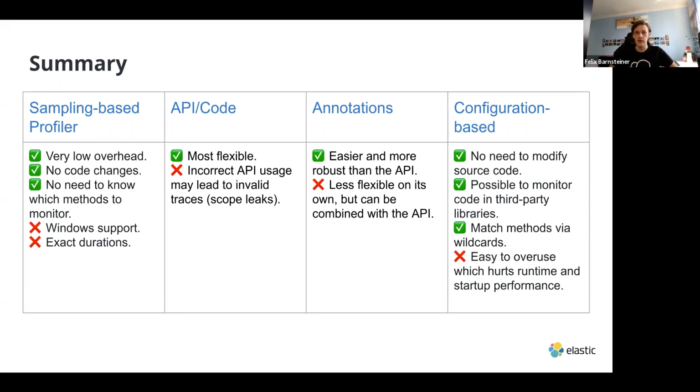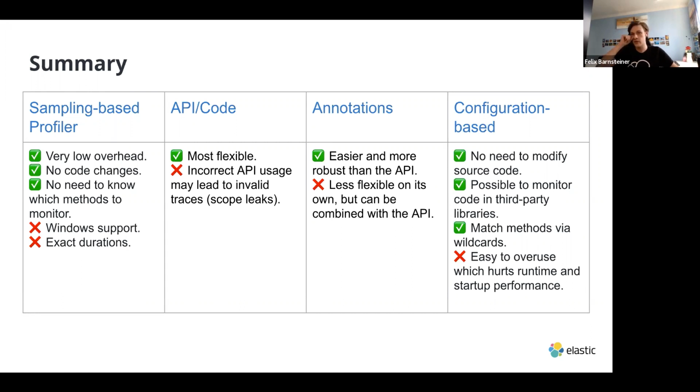All right, then you have your API code. It's really flexible, but it's easy to misuse. We have the annotations, which makes it easier. A bit less flexible on its own, but combined with the API, it's also really powerful. But with those, again, you have to know which methods you want to instrument.